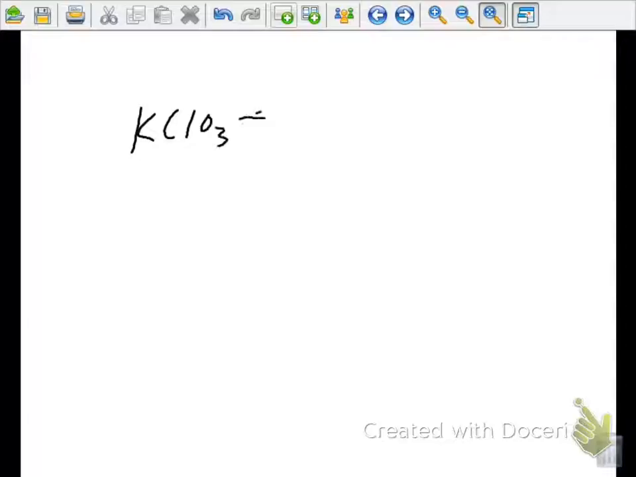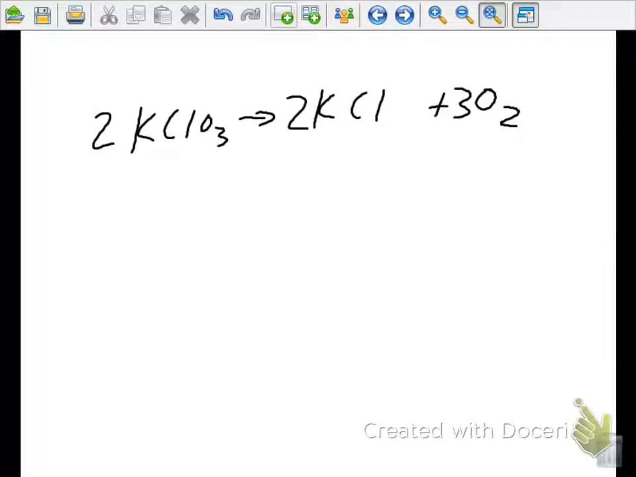decomposes. And when it decomposes, it makes potassium chloride plus oxygen gas. We'll go ahead and balance that so that you don't have to worry about that part. So then, there's our balanced equation. All right? So, top of page 306, it says, how many moles of potassium chlorate?